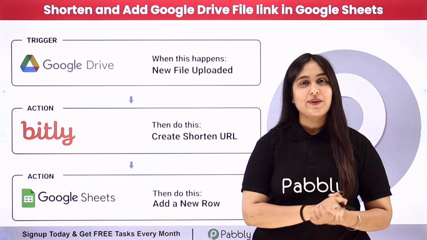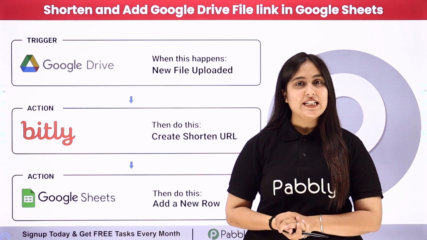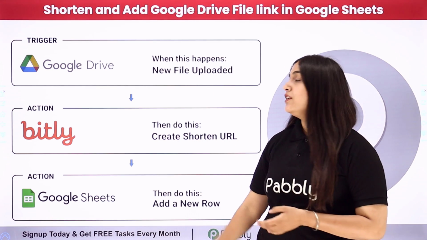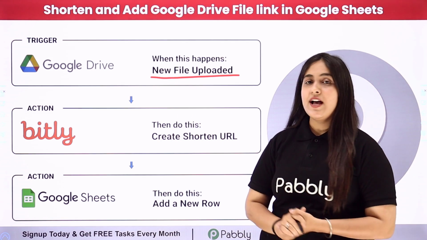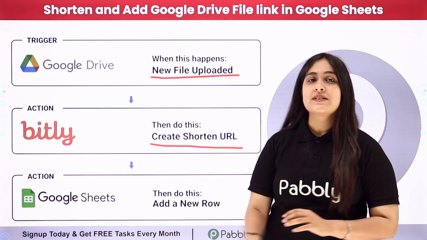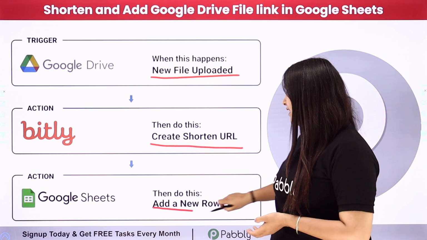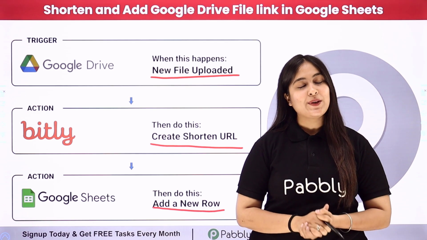So in this video we are going to learn how to shorten and add Google Drive file link in Google Sheets. So here I want whenever a new file is uploaded in my Google Drive, automatically a shorten URL for that file should be created using bit.ly, and after creating that URL, automatically all the file details should be added as a new row in my Google Sheets.